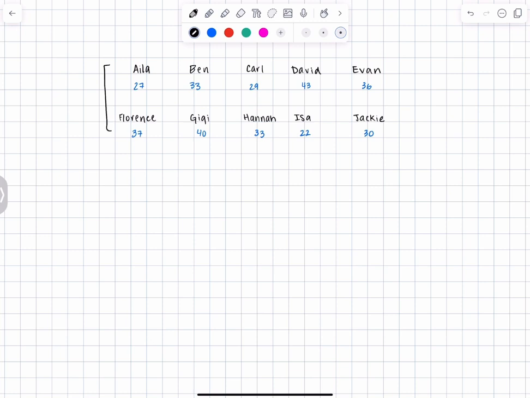So you decide to create a box and whiskers plot, also known as a box plot. And to be able to construct a box and whiskers plot, we do something called the 5-number summary. There are 5 parts to this: 1, 2, 3, 4, 5. So 5 parts to constructing a box and whiskers plot.